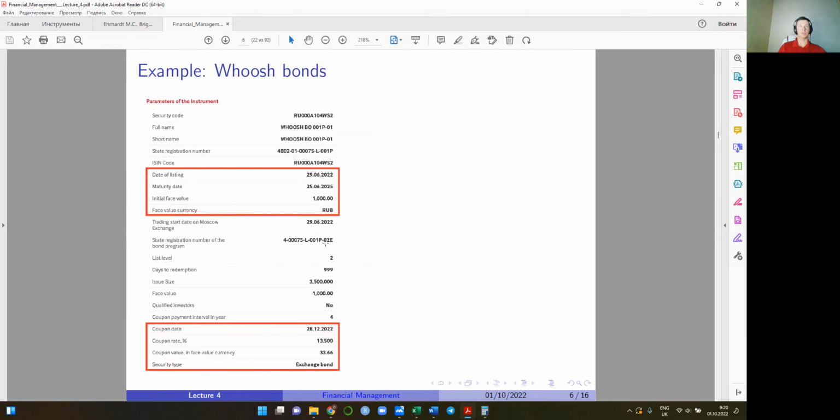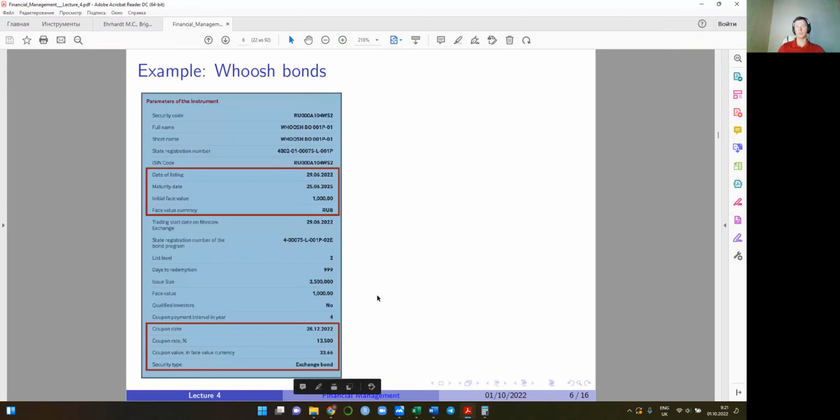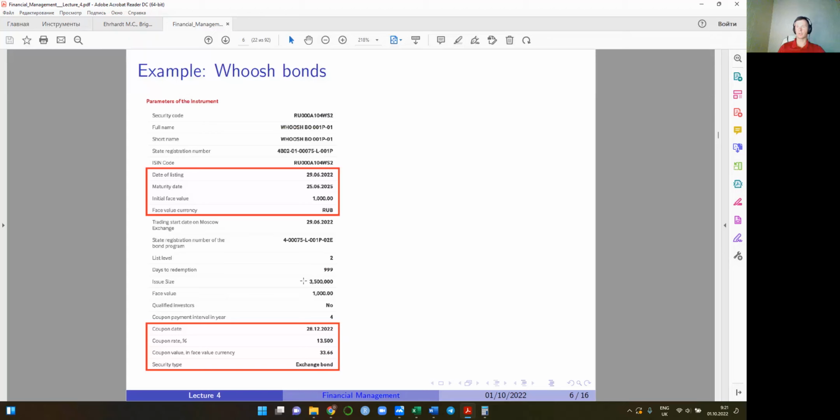How many days do we have to redemption? So how many days are left to the maturity? Issue size, 3.5 million. Sorry, it's not rubles, I guess it's in units. 3.5 million bonds. Each bond 1000 rubles, which means that the company borrowed 3.5 billion rubles.